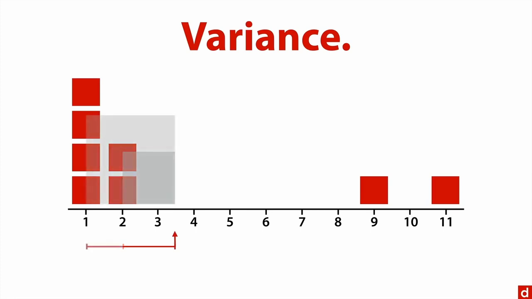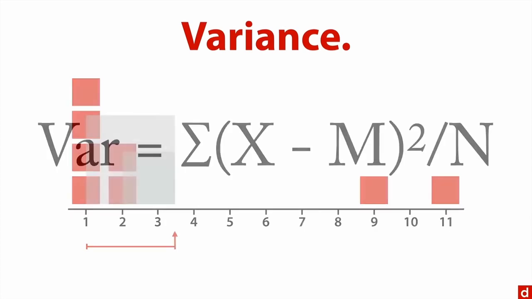If we're going down to 1, then it's going to be 2.5 squared, and it's going to be that much bigger. And we can draw one of these squares for each of our 8 points. The squares for the scores at 9 and 11 are going to be huge and go off the page, so I'm not going to show them. But once you have all those squares, you add up the area and you get the variance.